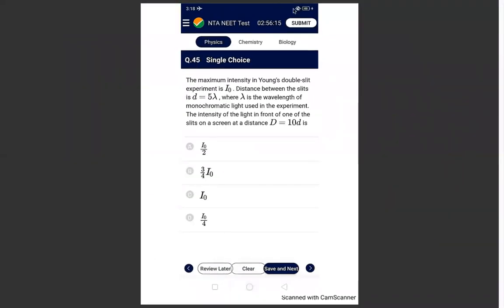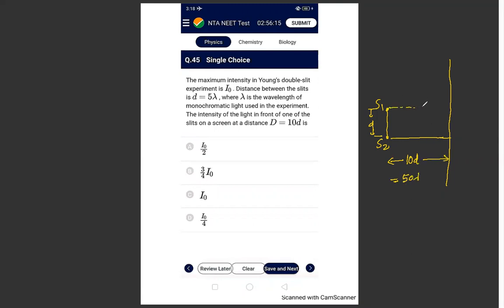(45) Last one, on Young's double slit experiment. The maximum intensity in Young's double slit experiment is I naught. The distance between the slits is given. I'm going to take the two slits S1 and S2, and the distance between the slits is given as d. The distance between the slit and the screen is given as D, equal to 10d, which amounts to 10 into 5 lambda, that is 50 lambda.